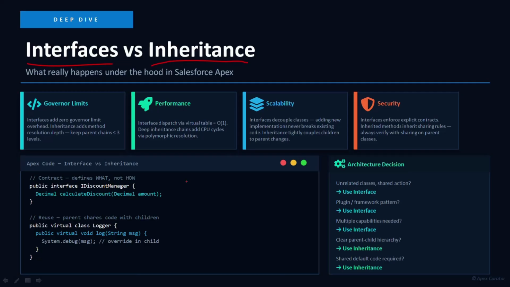So, if I have a logger class with a log method, my DB logger class can extend it, override that method, and write logs to the database instead. The key benefit here is code reuse. I write the common logic once in the parent, and all child classes benefit from it.